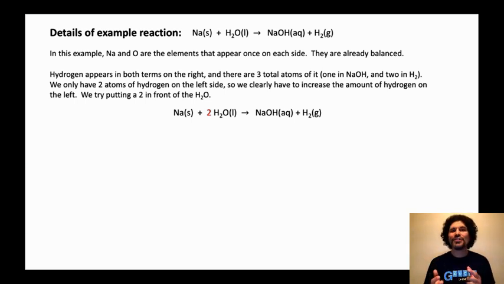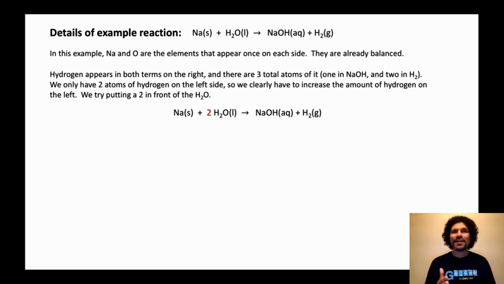Hydrogen appears in both terms on the right side, and there are a total of 3 atoms of it. There's 1 hydrogen atom in the NaOH, and then there are 2 in the H2. However, we only have 2 atoms of hydrogen on the left side in our water. So we clearly have to increase the amount of hydrogen on the left side.